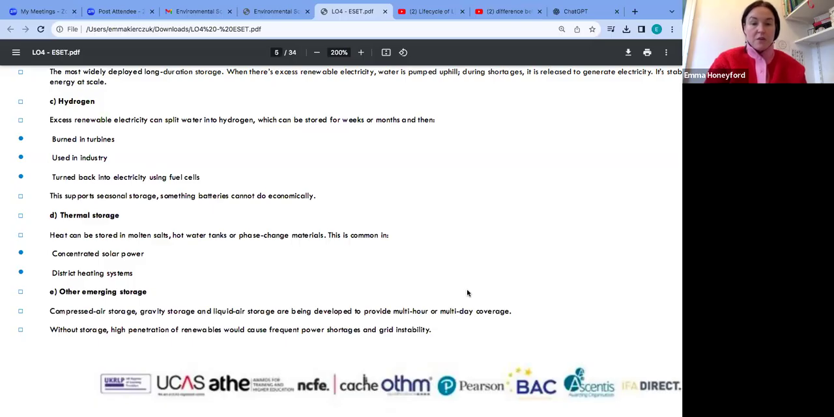So without storage, high penetration of renewables would cause frequent power shortages and grid instability. As I mentioned in the last session, for the UK, the energy mix is around 50%. We use 50% renewable energy, but we know that we can't use that solely. So this is why we really need to look at how we can continue to store excess energy for the future, to be able to stop reliance on fossil fuels and therefore reduce our greenhouse gases, which contribute to climate change.